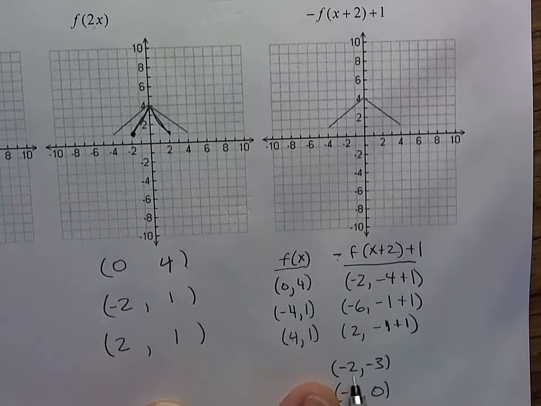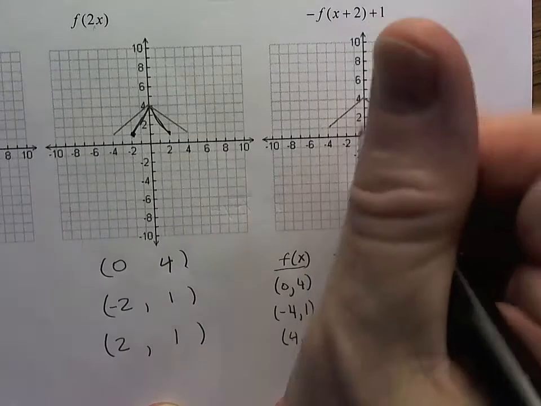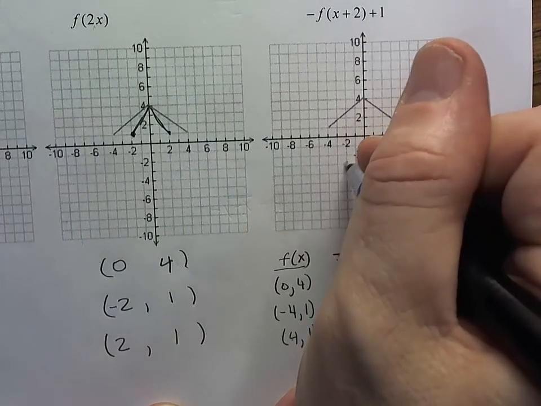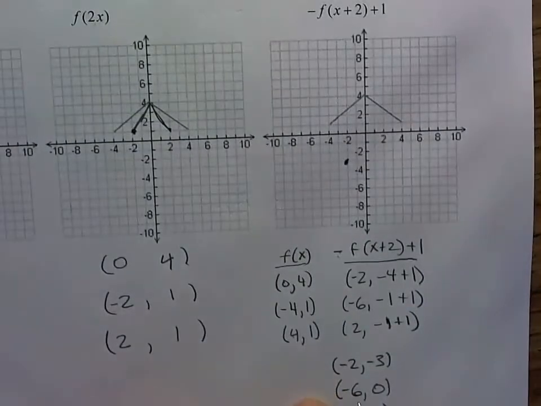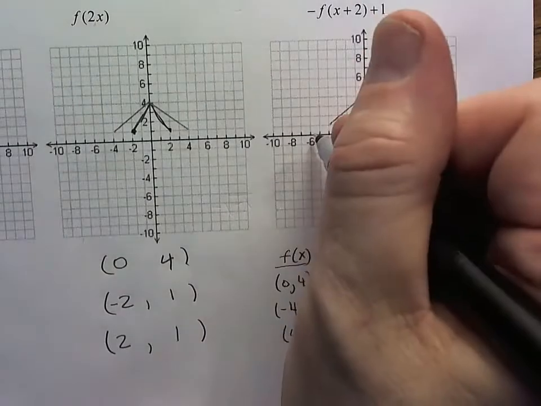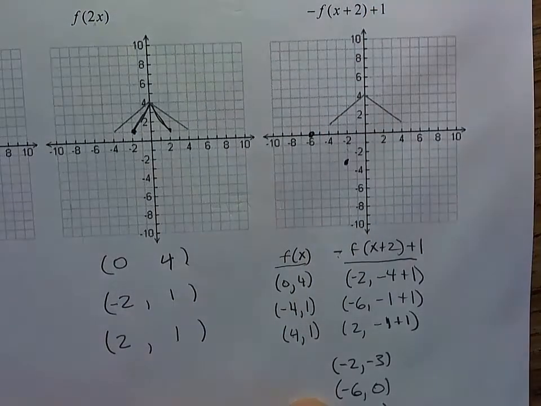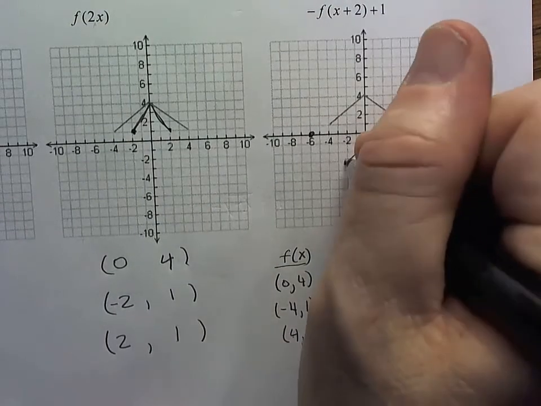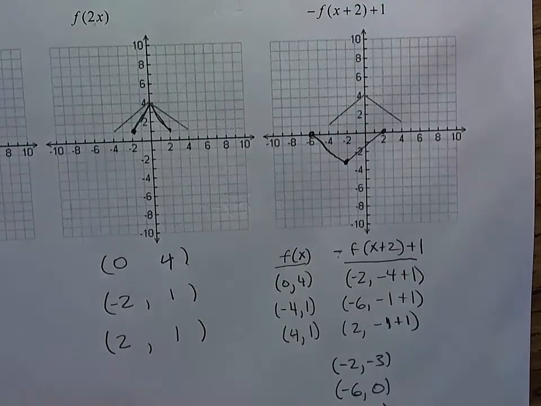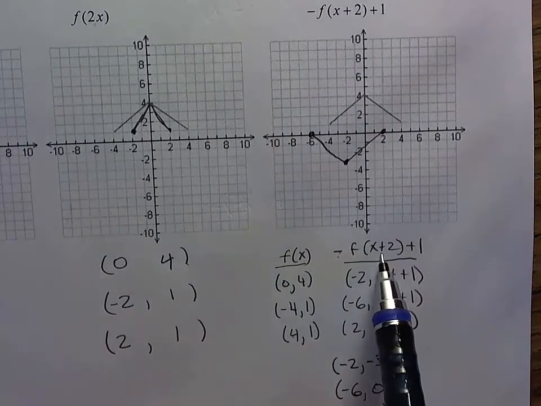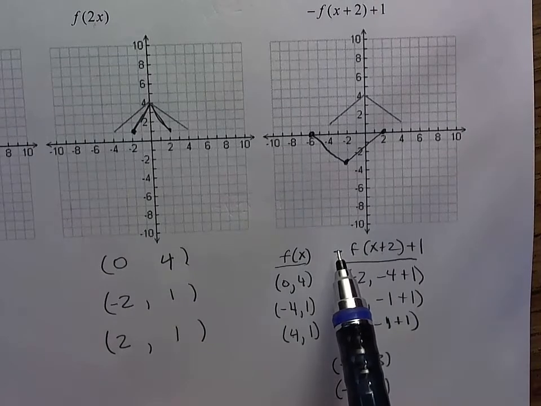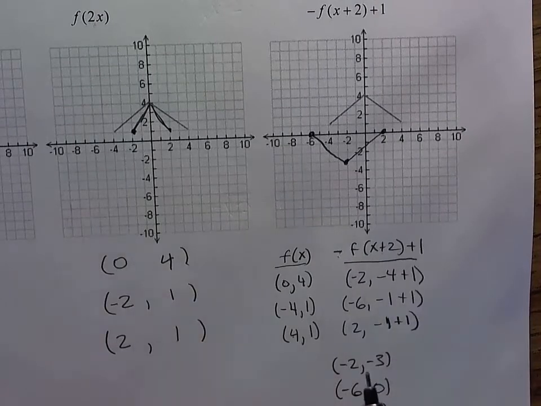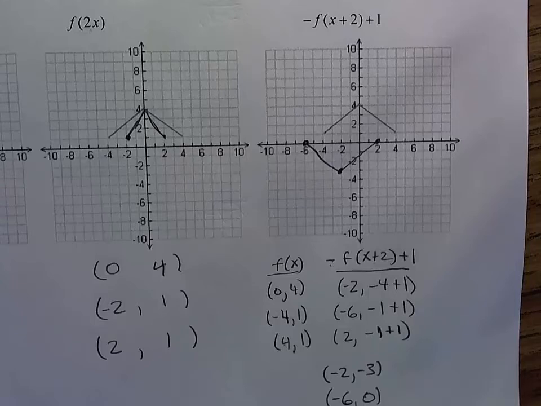Okay, so let me go ahead and plot these. (-2, -3). Okay, (-6, 0). (-6, 0), and (2, 0). And here's what it looks like. So we shifted it to the left, turned it upside down, and shifted it up 1 unit. So, any questions about that?